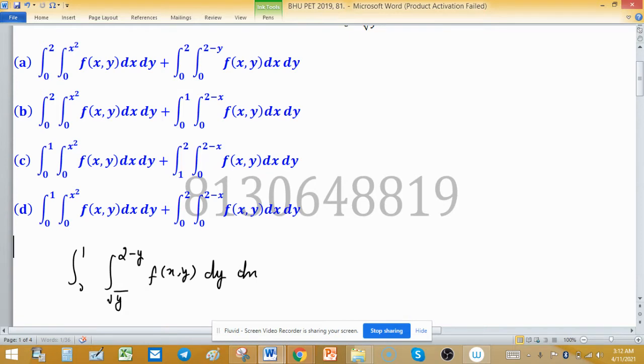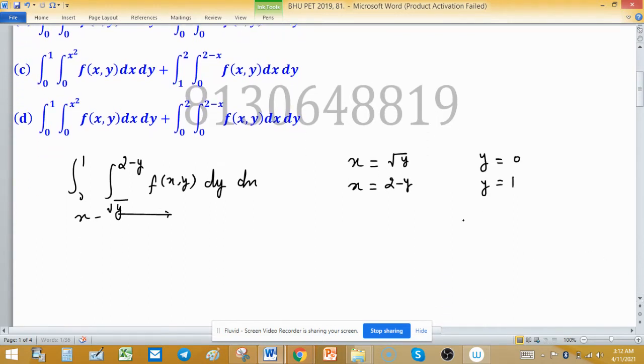To change the order of integration, our first need is to find the region. As y is involved here, the limits of x are: x equal to root y is the lower limit, and x equal to 2 minus y is the upper limit, and the constant limits of y are 0 as lower and 1 as upper. Using these limits, find the region of integration.